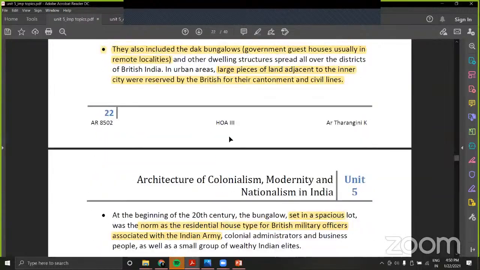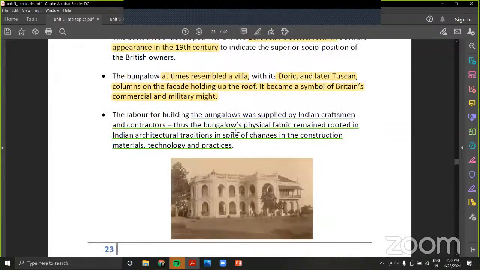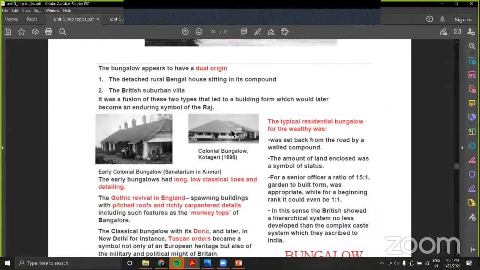Yeah, there are basically, how much is left? Yeah, we are almost going to finish with the bungalow.